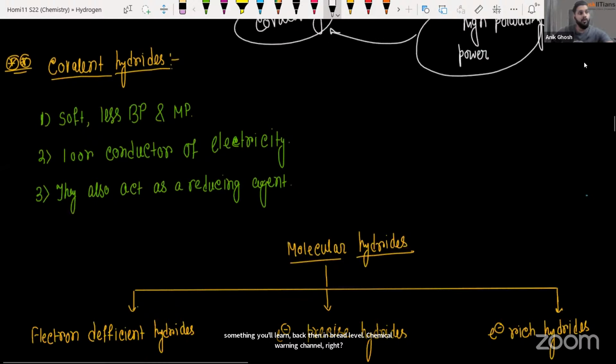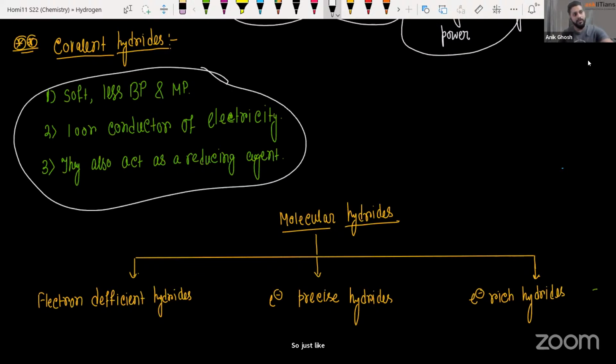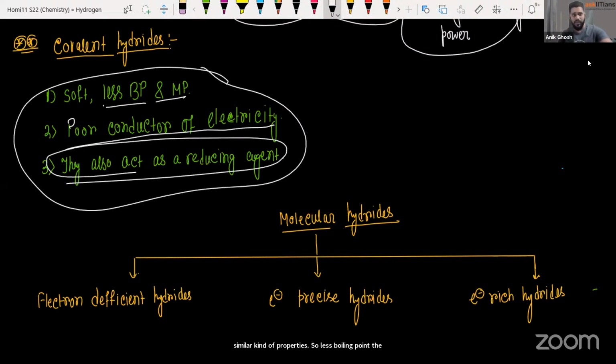Now, let's go for the covalent hydrides over here. What is the covalent hydride? So you can understand, metal hydrides are ionic because metal with non-metal is an ionic compound. For covalent hydrides, non-metal with non-metal is a covalent hydride, just like covalent compounds out there. So just like covalent compounds, guys, they show similar properties: soft, low boiling point, low melting point, poor conductor of electricity, and all the hydrides are reducing agents anyway, so don't need to say anything about that.